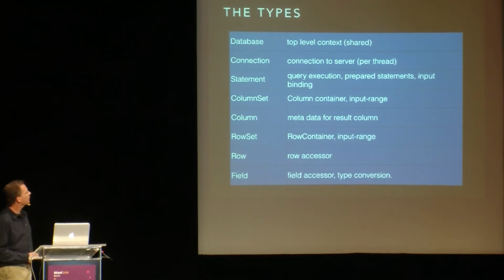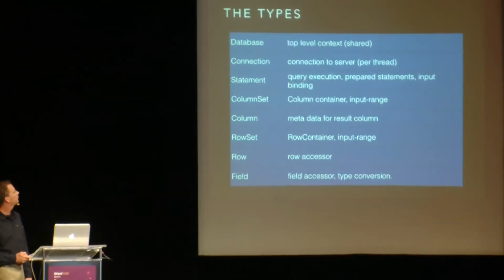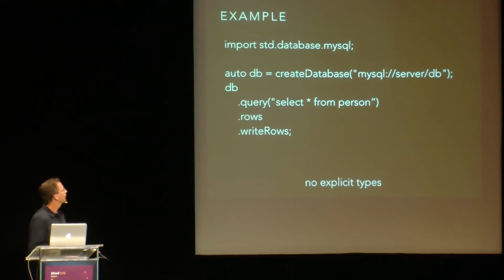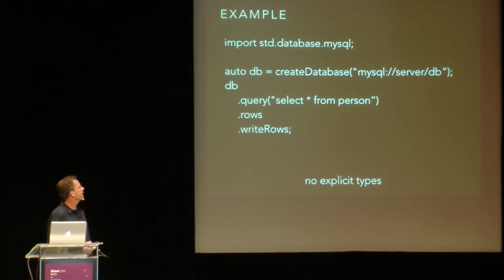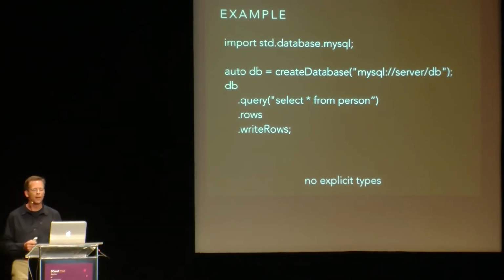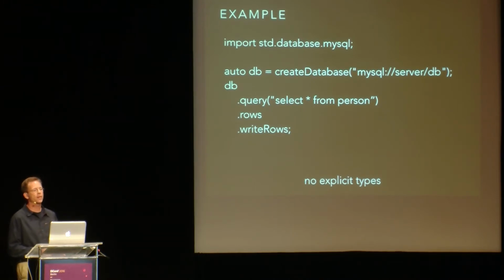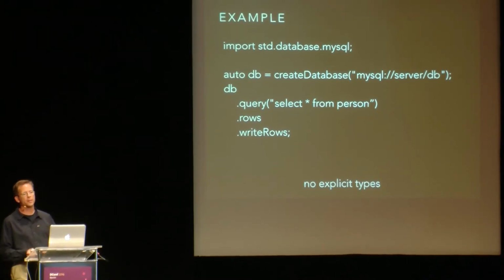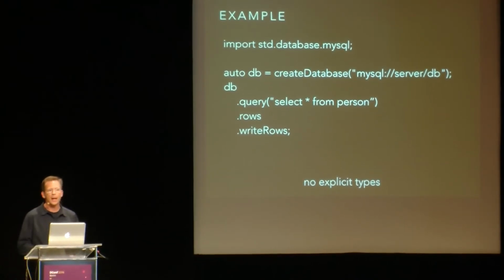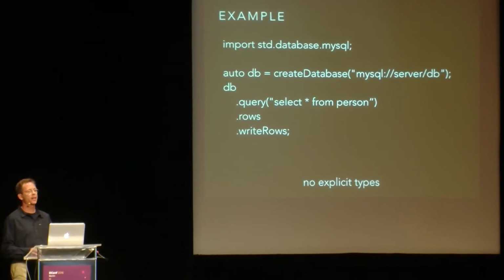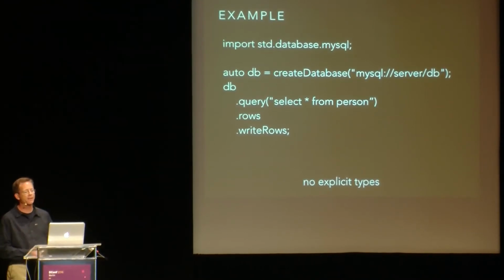So what I want to show you now is what it actually looks like. This is just the most basic example that I can come up with here. What you can see is that I've got a standard database import here, std.database.mysql. And by the way, this work is targeting Phobos inclusion. One of the things that's not entirely clear yet is how much of it belongs there, because there are pros and cons of having it in there.